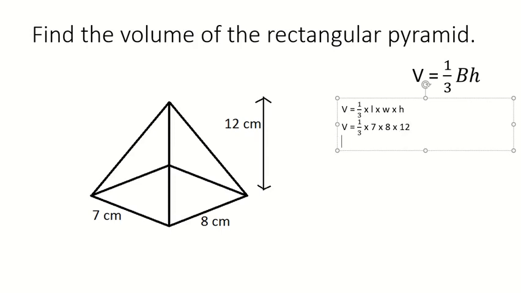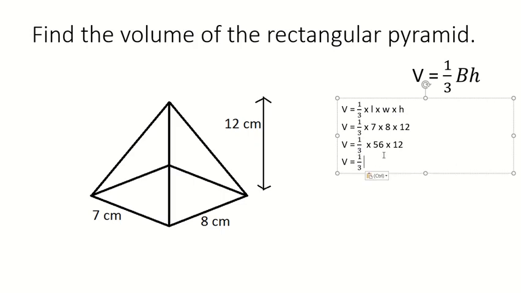Okay, now I'm going to go ahead and find the area of the base first. So the area of the base is 7 times 8, and 7 times 8 is 56. So I'm going to go ahead and put that down. And we're going to divide by 3 at the end. And then 56, now we're going to do it times 12, the height. So basically, we're finding the volume of a prism and then dividing it by 3. That's really all we're going to be doing.